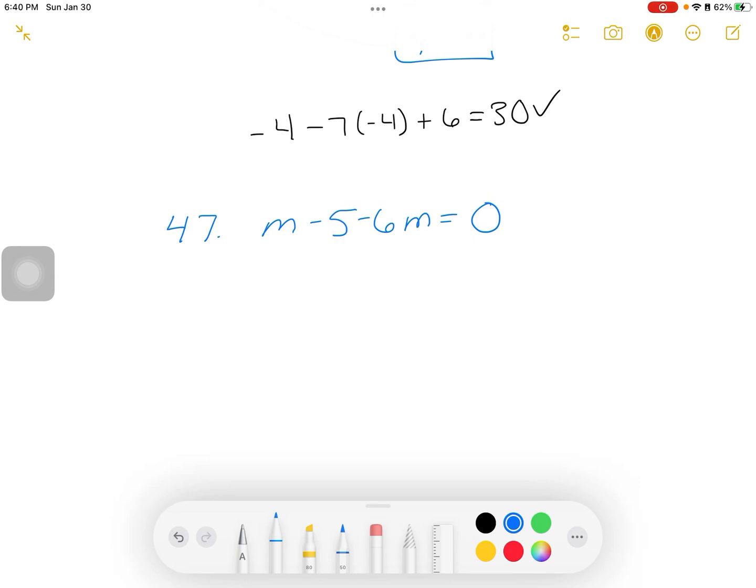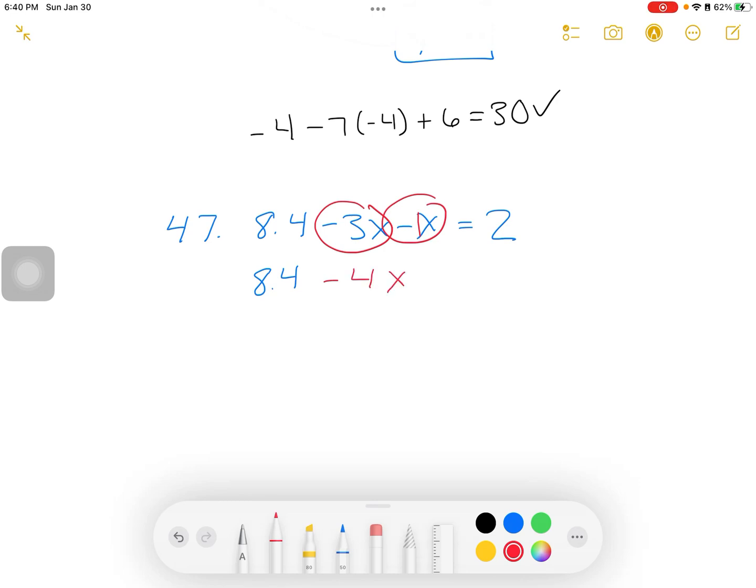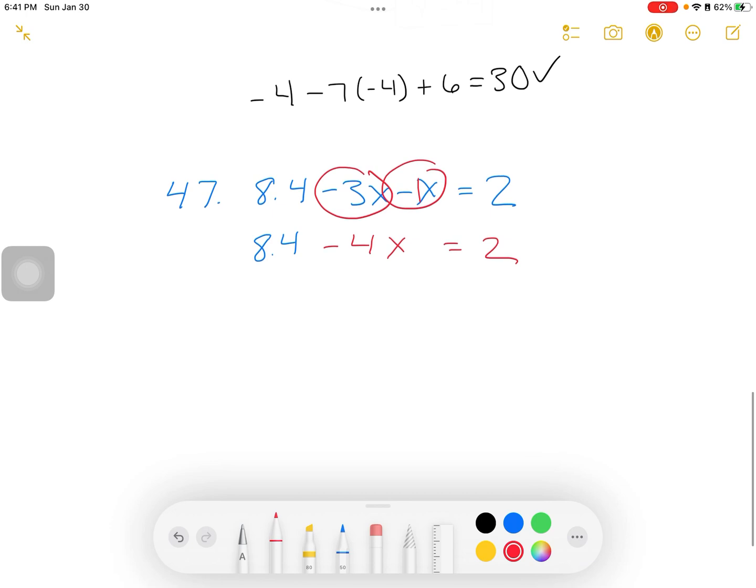Or how about if I backtrack up a second there? I think because that was actually 48. 47 was 8.4 minus 3x minus x equals 2. Or 8.4, here's where it's going to be tricky. You have a negative 3 and a negative 1, which is actually negative 4x equals 2. Don't let the decimal confuse you, because you're going to treat it just like you would any other number.